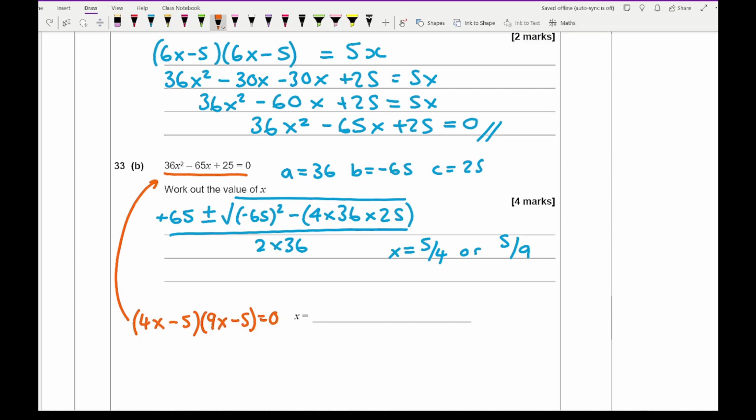Now, looking at the values of x, it can't equal this, as this would give negative length on the shapes. So therefore the correct answer must be 5/4 or 1.25. So any of those answers in fraction form or as a decimal will be absolutely fine.